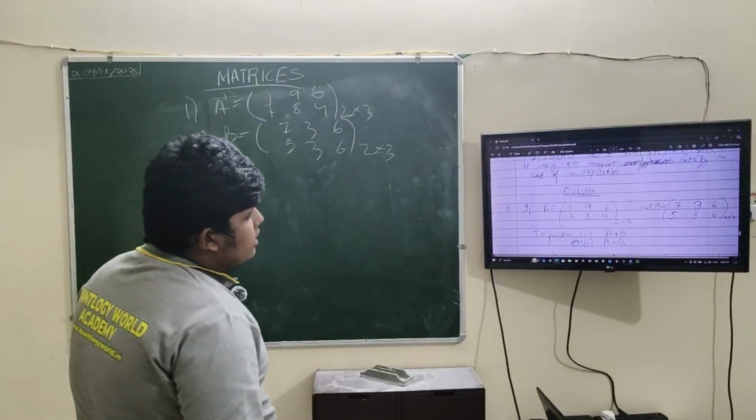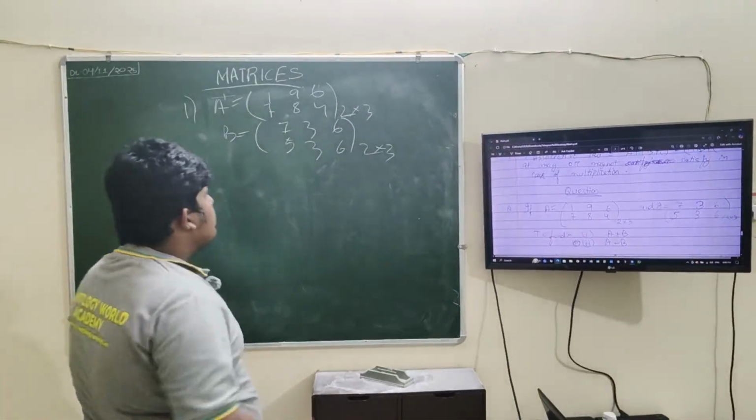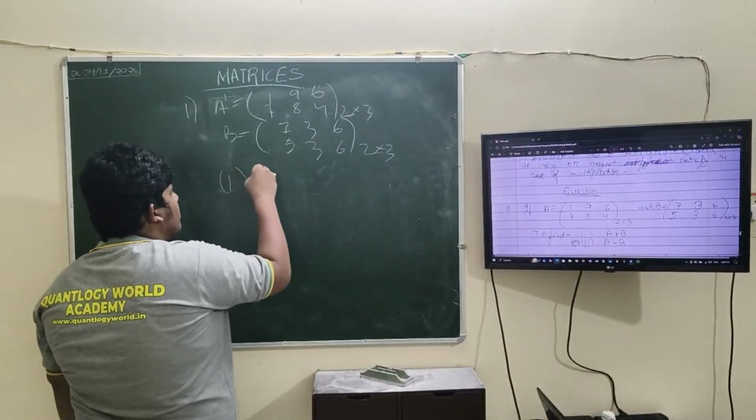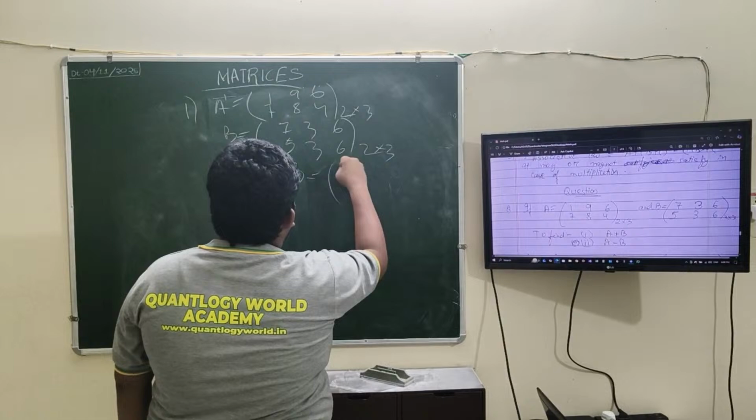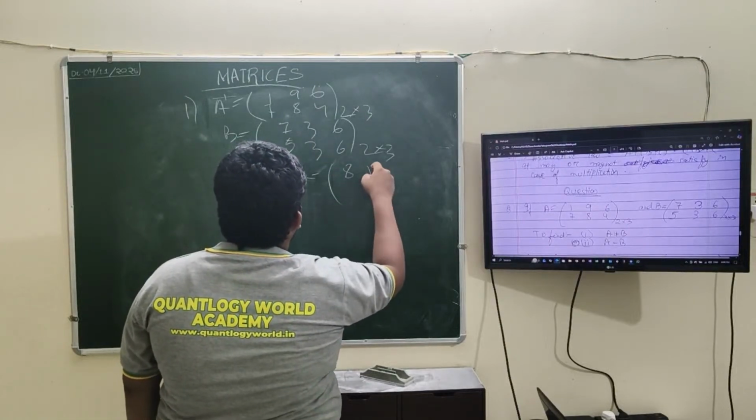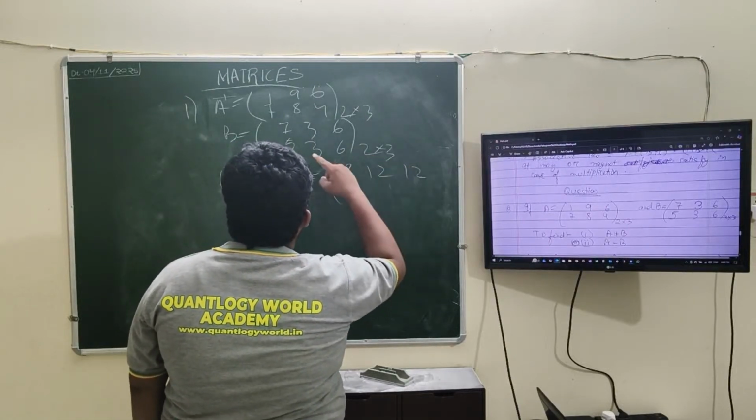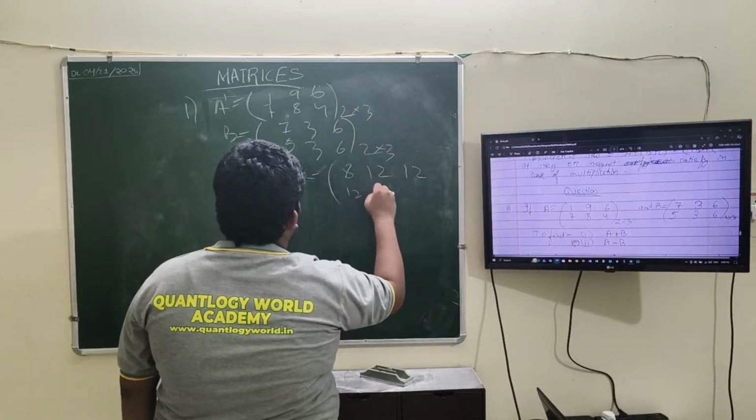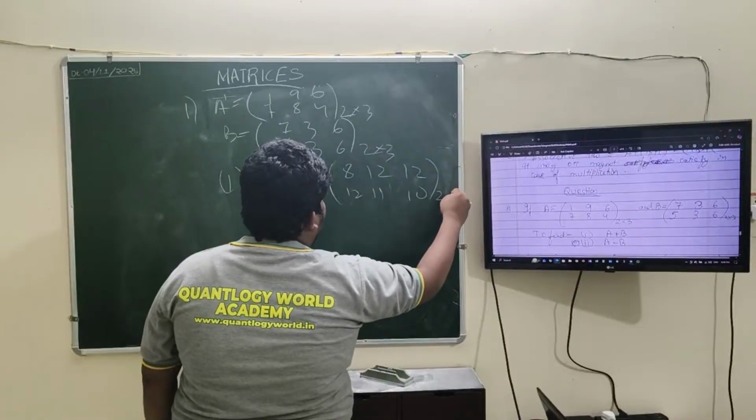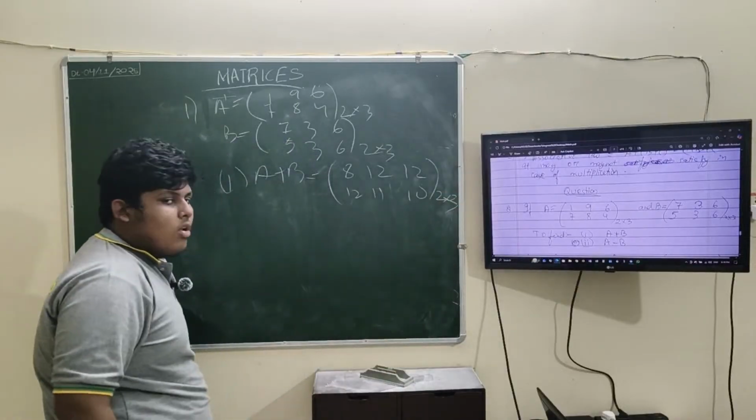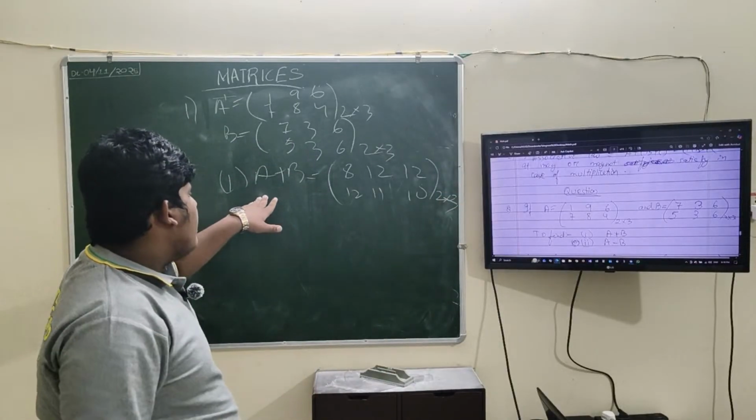The first bit asks us to find A plus B. It's a simple one. A plus B is 1 plus 7 is 8, 9 plus 3 is 12, 6 plus 6 is 12, 7 plus 5 is 12, 8 plus 3 is 11, 4 plus 6 is 10. The order of the resulting matrix will also be the same, 2 cross 3. This is the answer of A plus B.